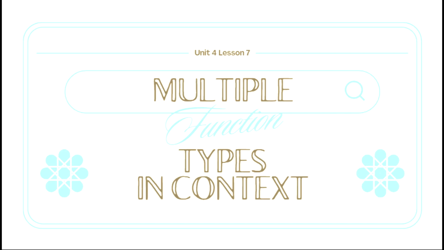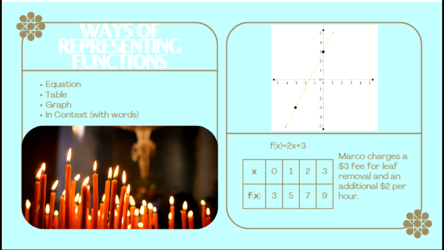Hi guys, today is Unit 4, Lesson 7, Multiple Function Types in Context. Ways of representing functions: you can use an equation, a table, a graph, or in context with words. This is a table, this is a graph, this is an equation, and this is with words.